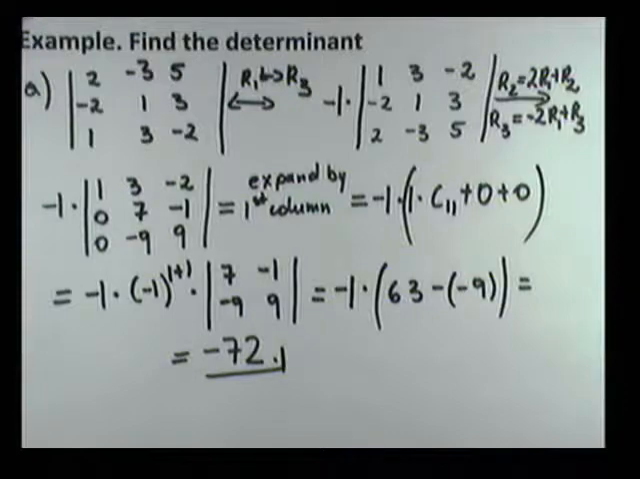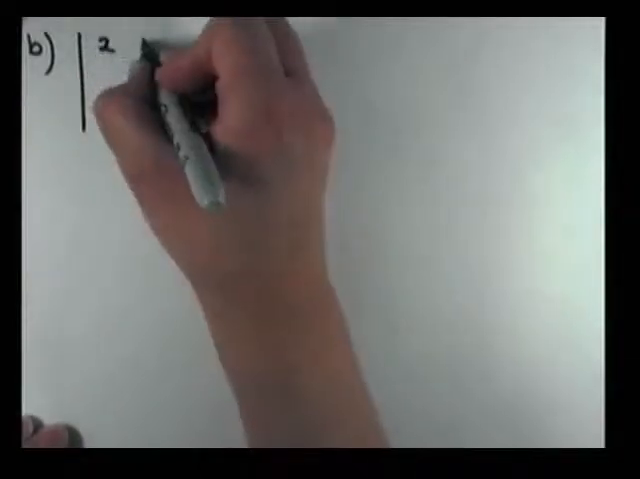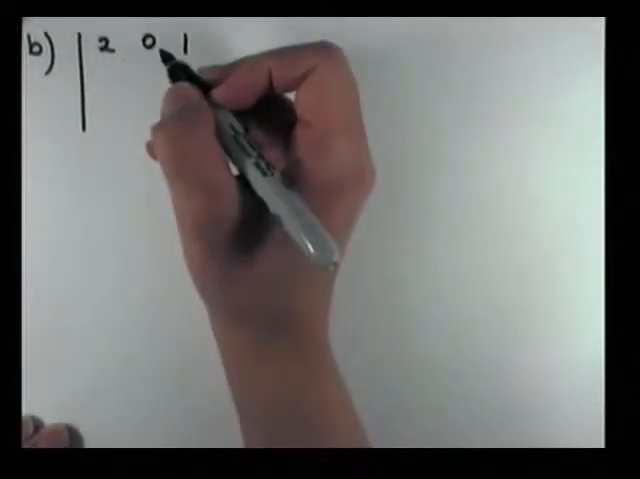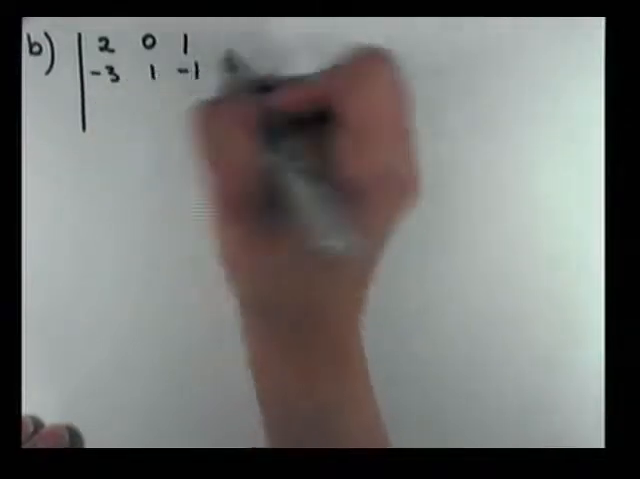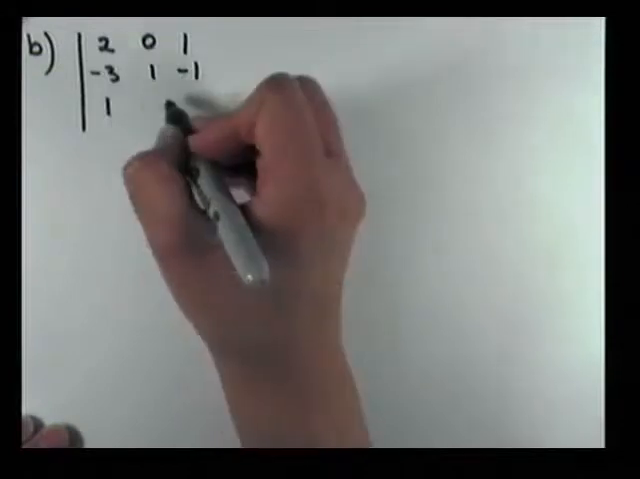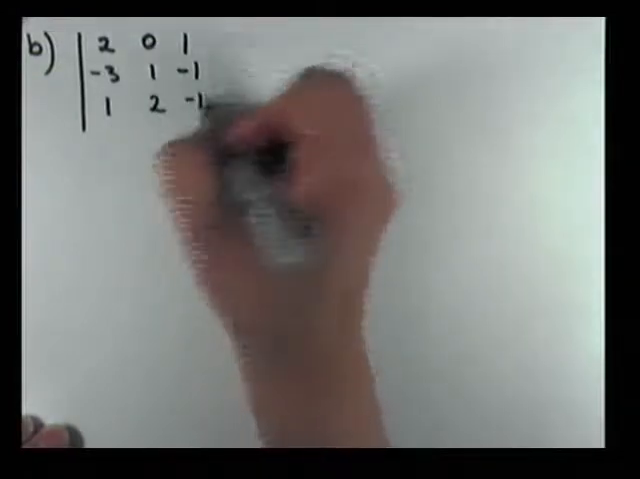Okay, let's see one more example of finding those determinants using the properties. So B. We have 2, 0, 1. Let's say minus 3, 1, and minus 1. And then let's say we have 1, 2, and minus 1.